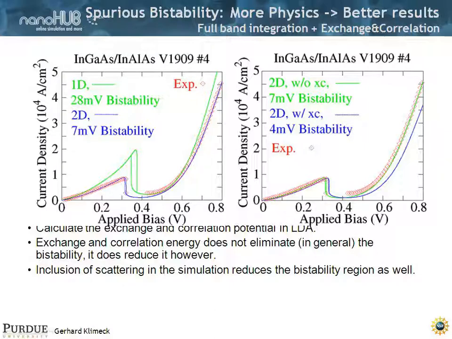In one case, when you come from low voltages, the resonance is full, and you need a higher bias to pull the resonance down. If you come from the other bias direction, the resonance is empty. So it sort of floats under the supply function, and eventually it pops up and gets filled at a different voltage.